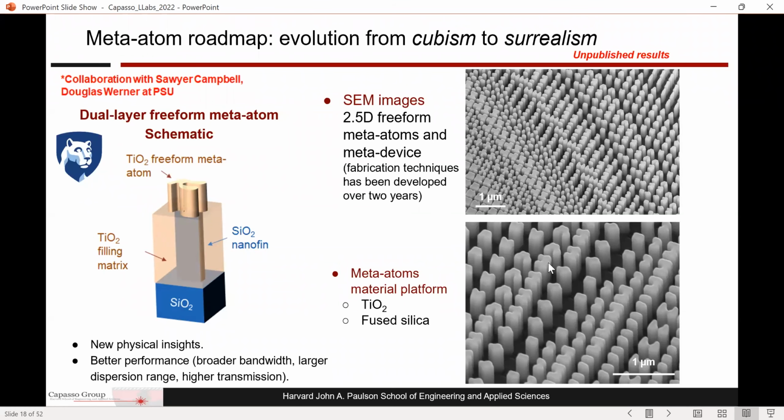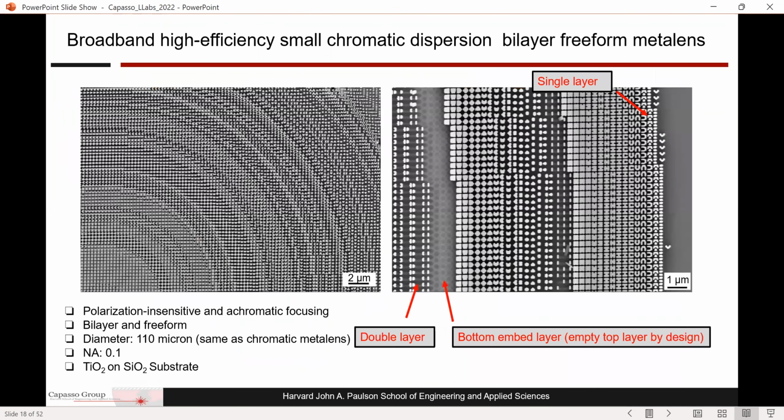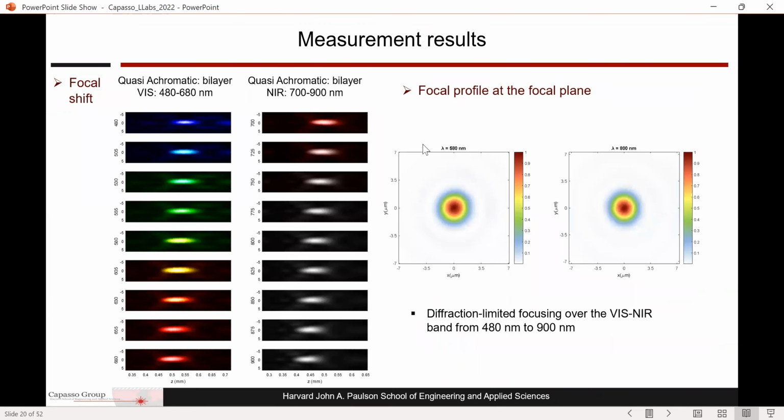So there are some really good capabilities. The goal here is, first of all, what can we do here? Well, we decided to increase the diameter to 110 microns. Here, again, this is a double-layer metasurface, which you can see here. And we have achieved, in fact, from the visible to the near IR, what I call quasi-achromatic behavior. You can see, actually, this is a small shift, okay? The spots are indeed diffraction limited.